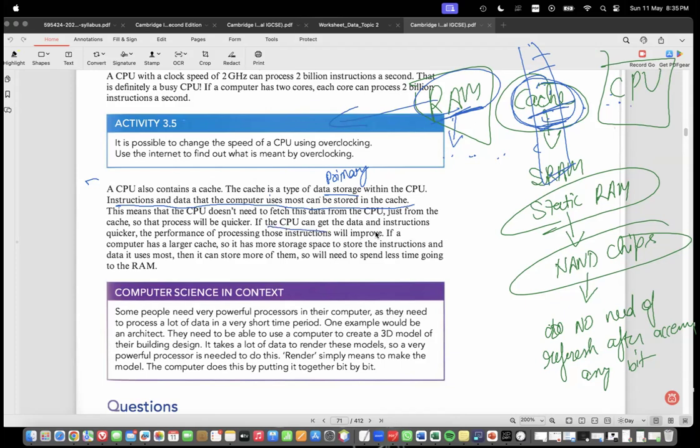If the CPU can get the data and instruction quicker, the performance of processing those instructions will improve. And if a computer has a larger cache, this means it has more storage space to store the instructions.